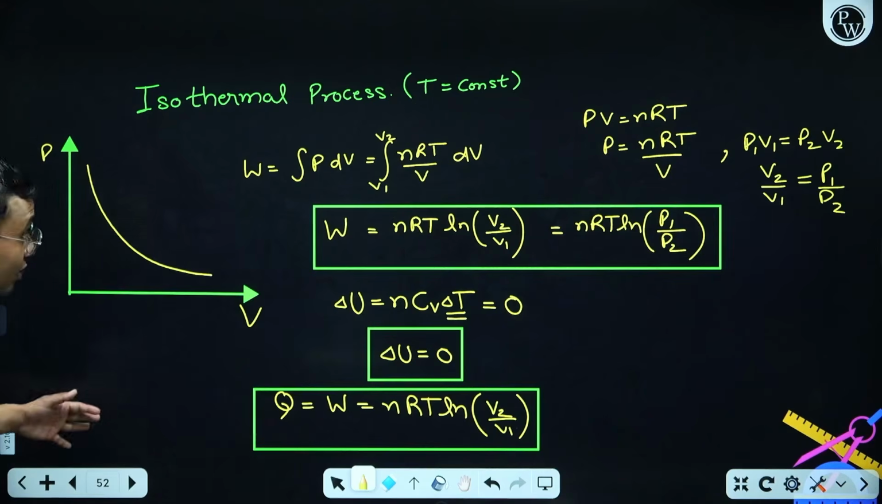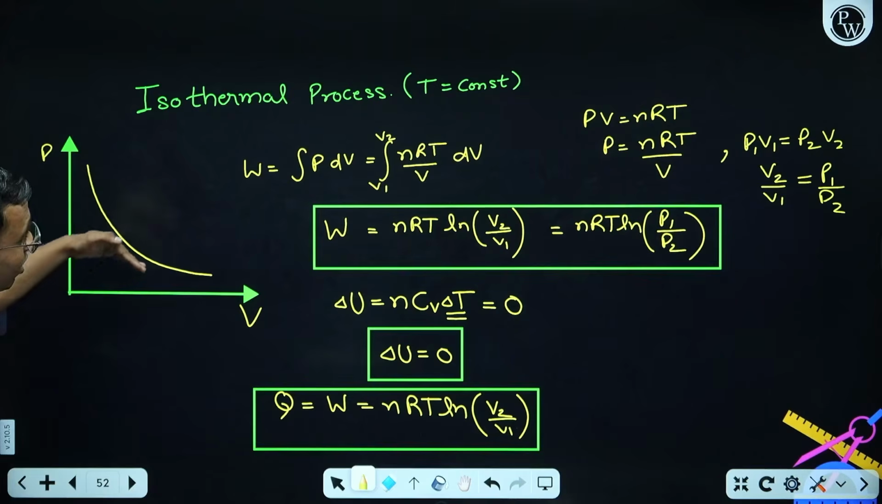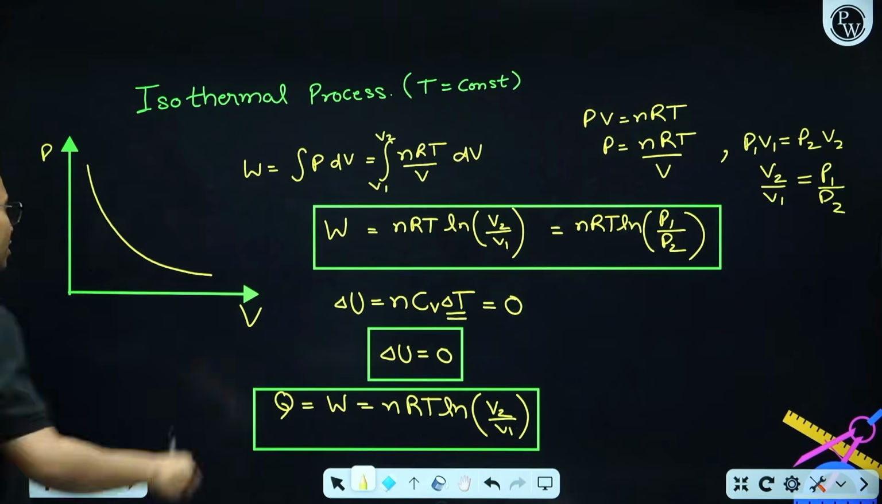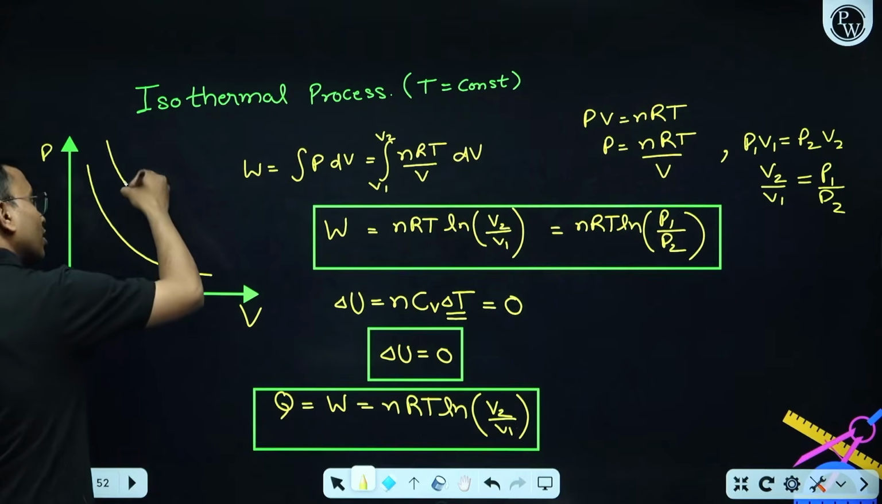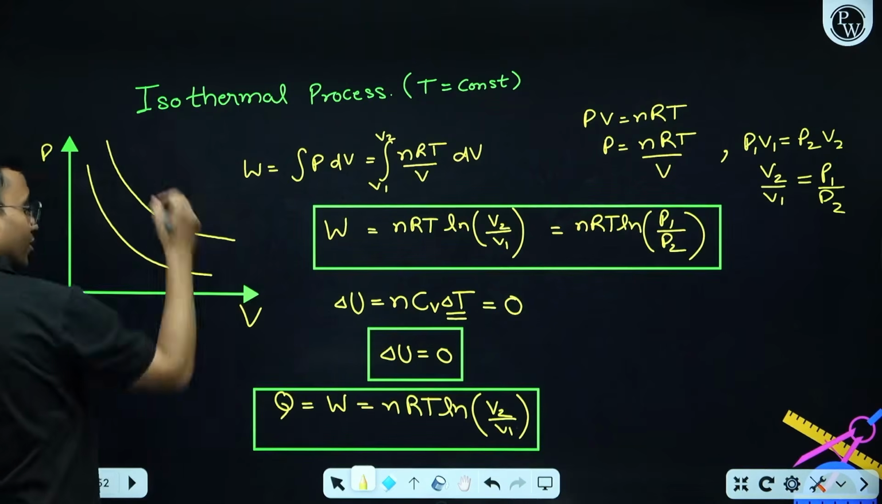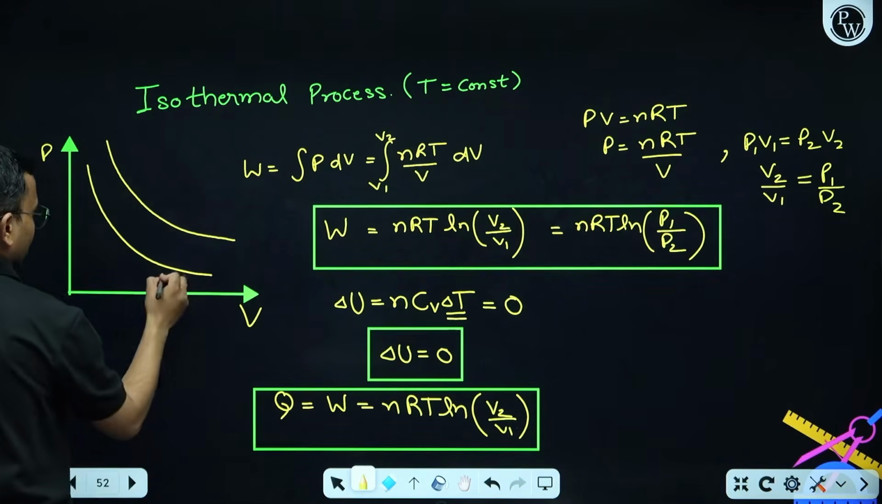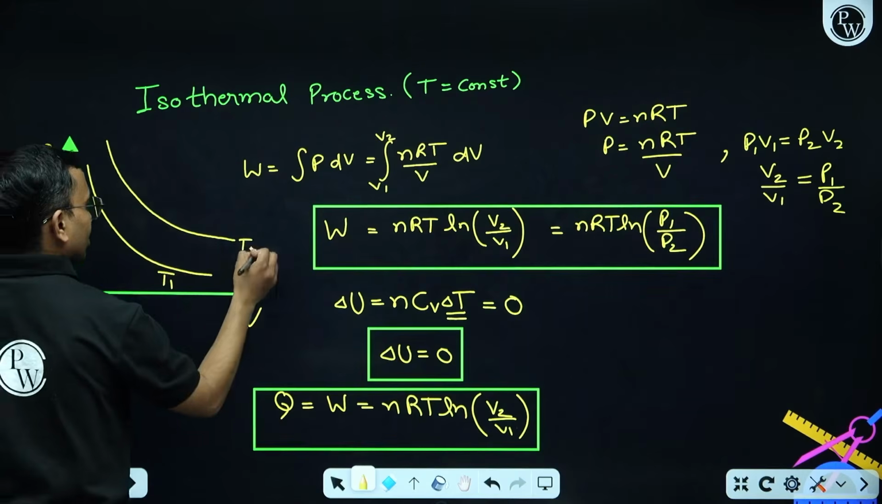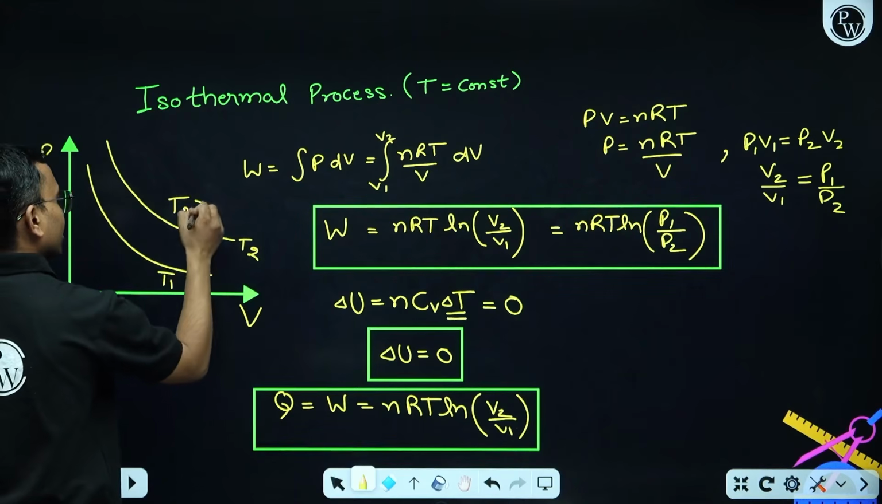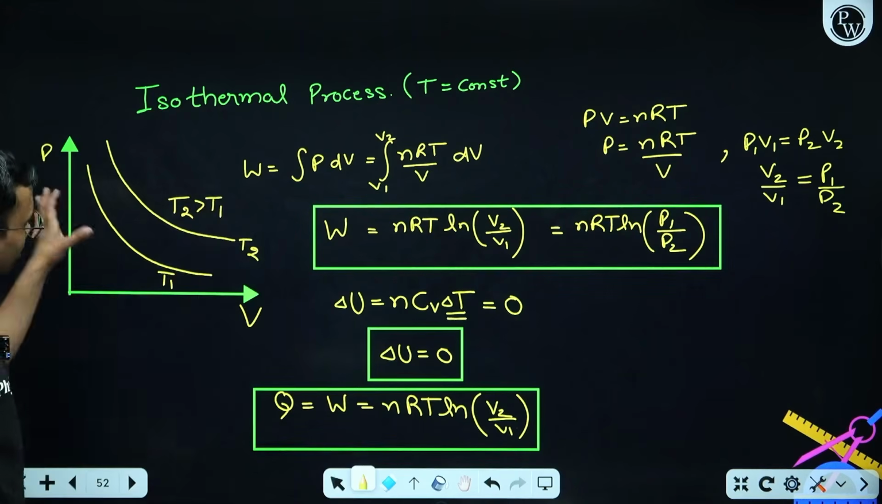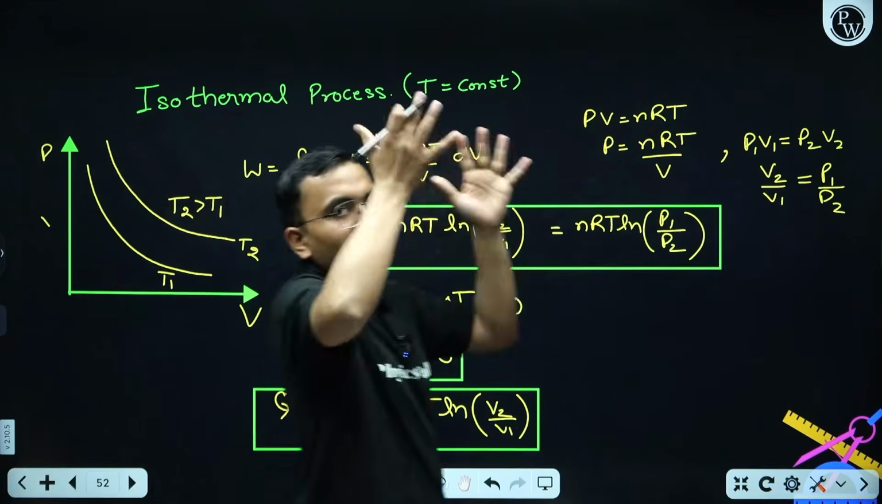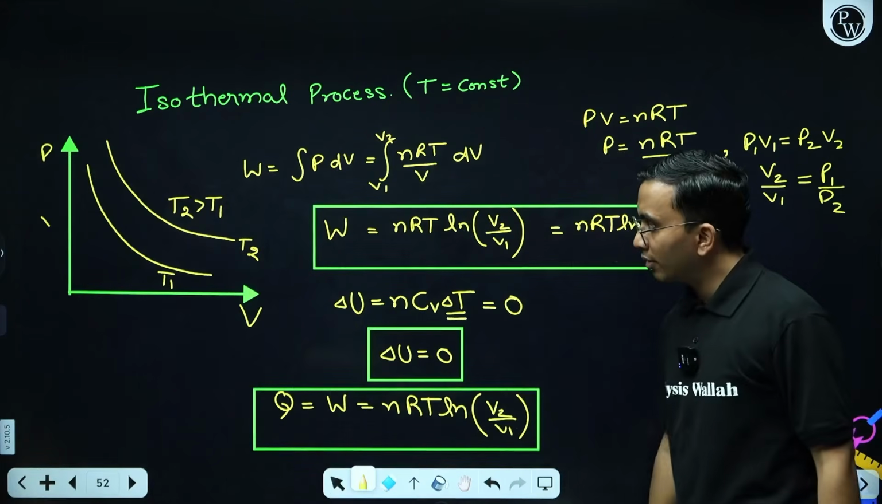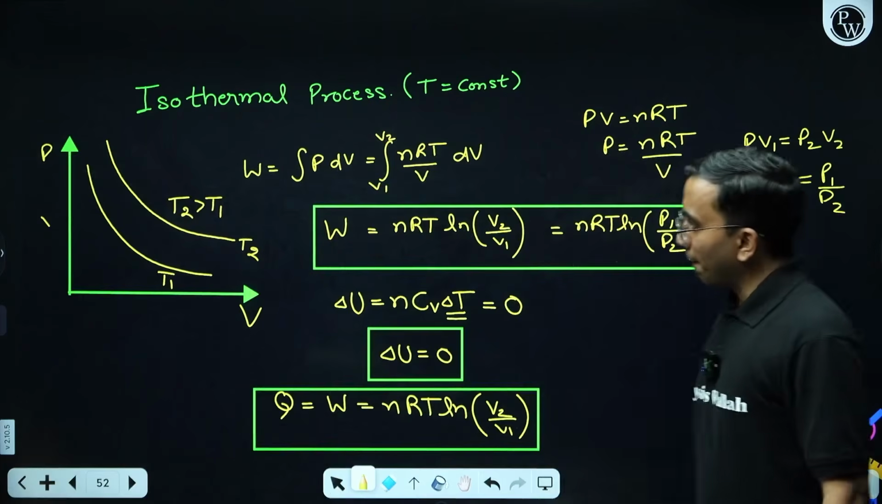As the temperature keeps on increasing, this hyperbola will keep on moving away. Let us take, this is at temperature T1, this is at temperature T2. Here my T2 is greater than T1, because the product of P and V is increasing, it should move up, isn't it? Common sense.